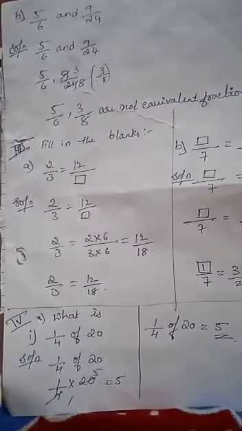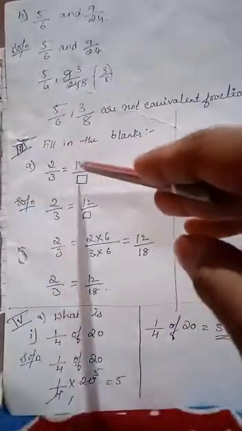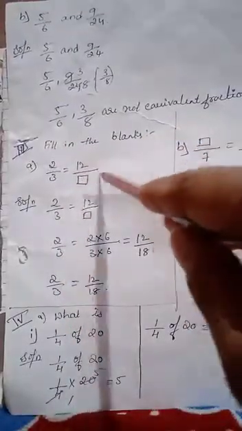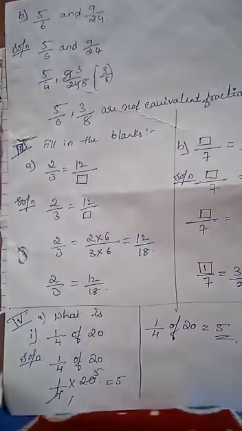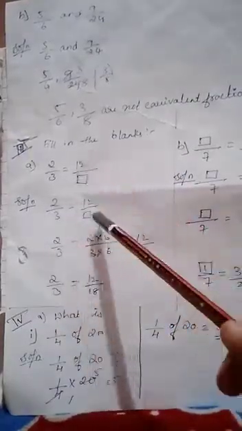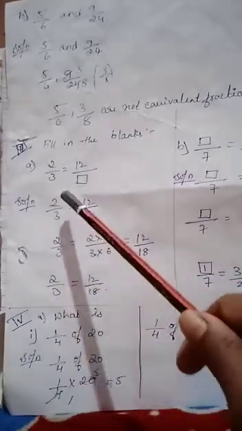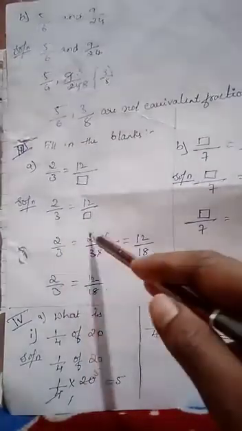Now we'll move to the next topic, that is fill in the blanks. 2 by 3 is equal to 12 by dash. We don't know what the number is, we have to find that number. How to do it? Let's move on. 2 by 3 is equal to 12 by dash. We'll write the sum as it is. 2 by 3 equals, here students will write 2 by 3. We'll put into... 2 how much are?